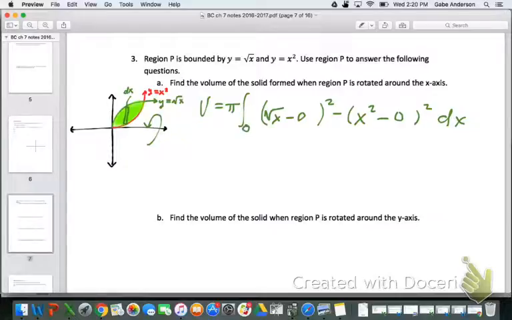And they're going to stop out here at the intersection point. Do you guys know what the intersection point is? When x is 1. Yep. So this would be our setup. We could solve this one. We could evaluate this one fairly easily. So let's do that real quick.